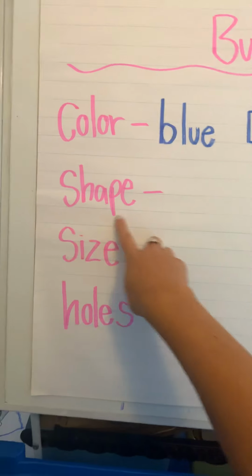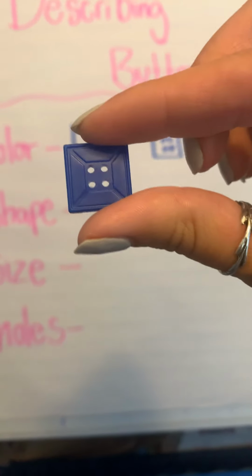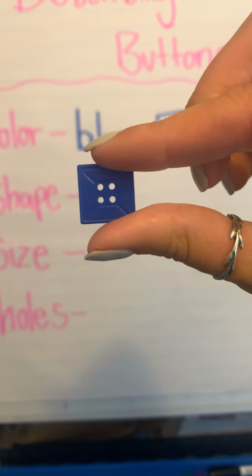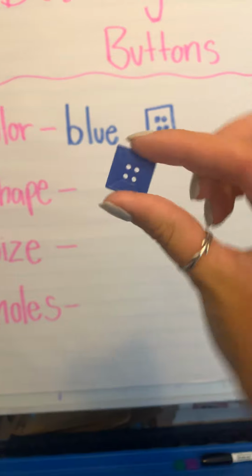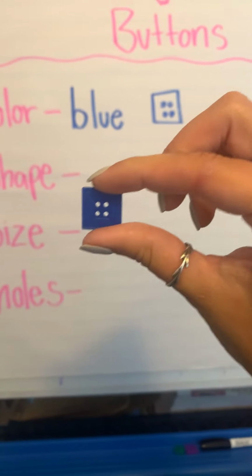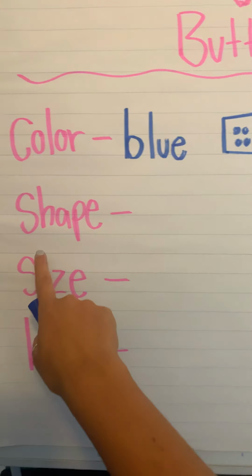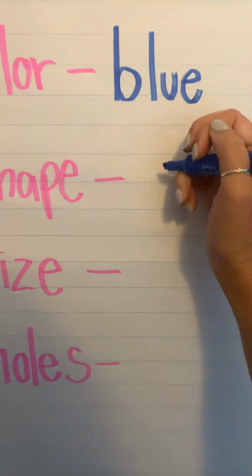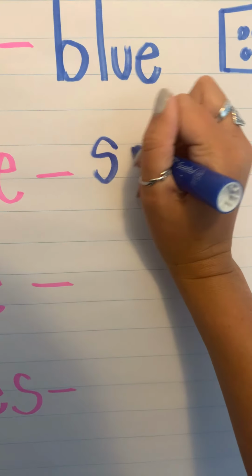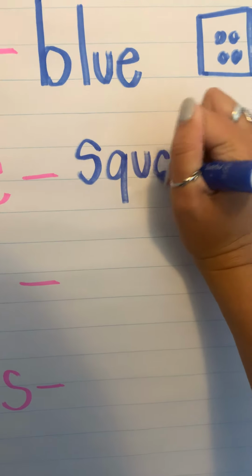Next, it says shape. What shape is this button? Is this a circle? No. Is it a triangle? No. It's a square. So this button is a square. So I'm going to write right here where it says shape, I'm going to write square. Okay, then I'm going to draw a square to represent our square button.